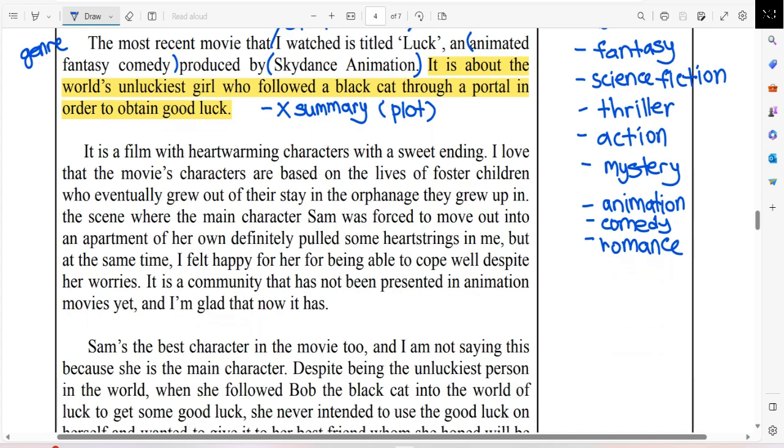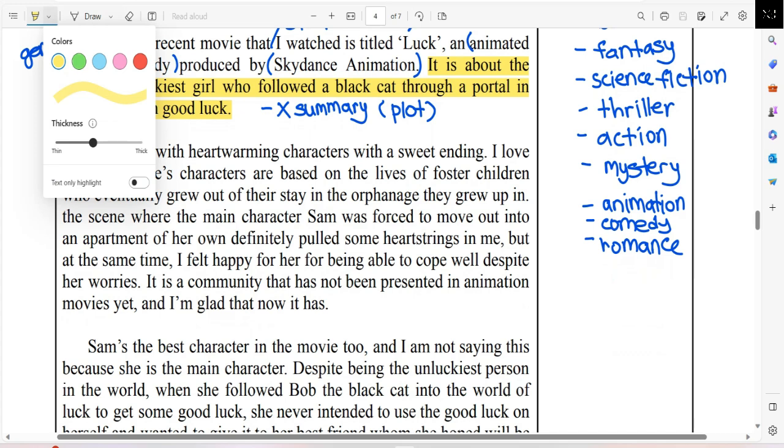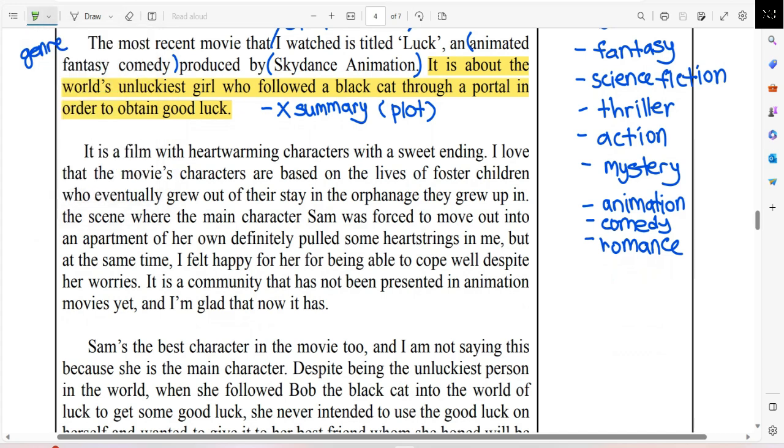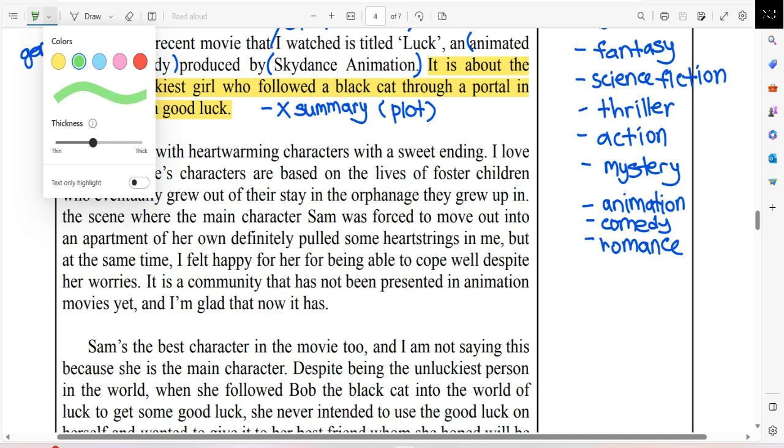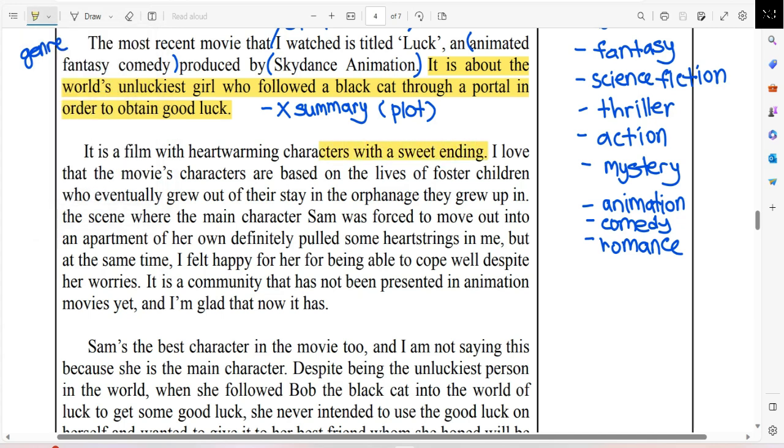Okay, moving on to the second paragraph. Here is where we will use a lot of the highlighters, a lot of the colors, to help you analyze this entire essay. All right. It is a film with heartwarming characters with a sweet ending. So you can see this is our overall feeling, our overall vibe. I cannot multitask, I can't talk and write at the same time. So now that we said that this is a film, this is a movie. Film means movie, by the way, that is heartwarming and has a sweet ending.